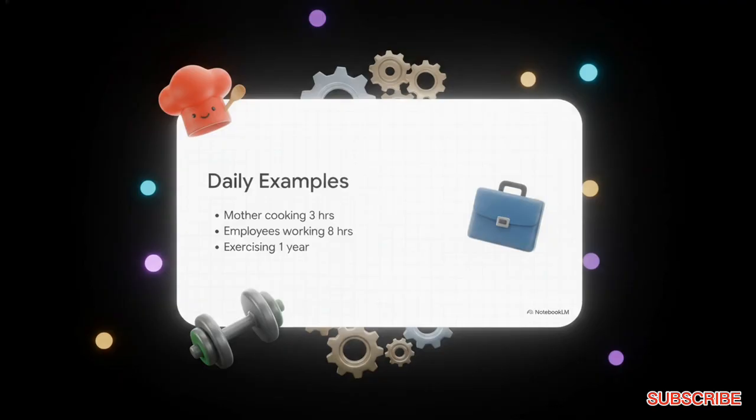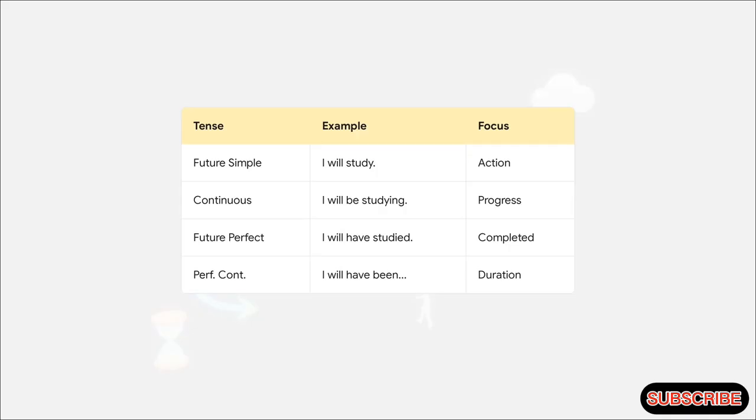By evening, employees will have been working for 8 hours. You can even use it for your personal fitness goals, like, by next month, I will have been exercising for 1 year. These are completely natural, everyday scenarios where you're looking forward to a specific time and acknowledging the duration of an ongoing effort. If we map out the entire landscape of future tenses, it's actually really cool to see exactly where our tense fits in.